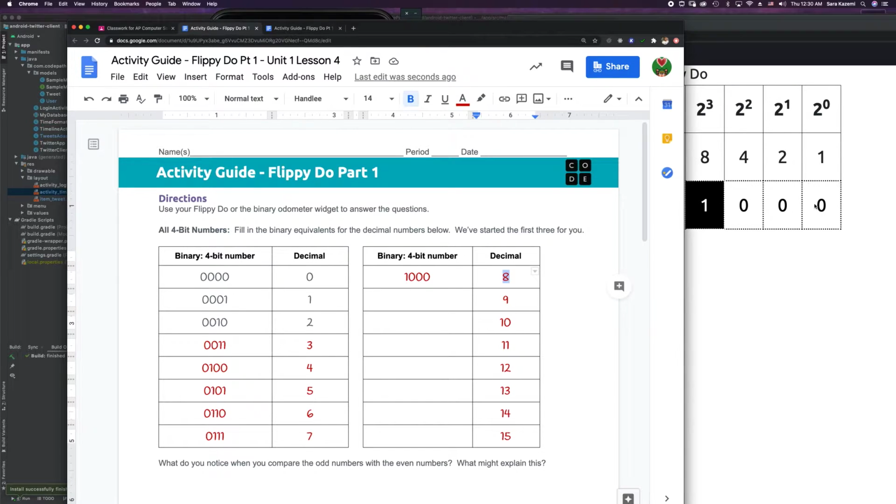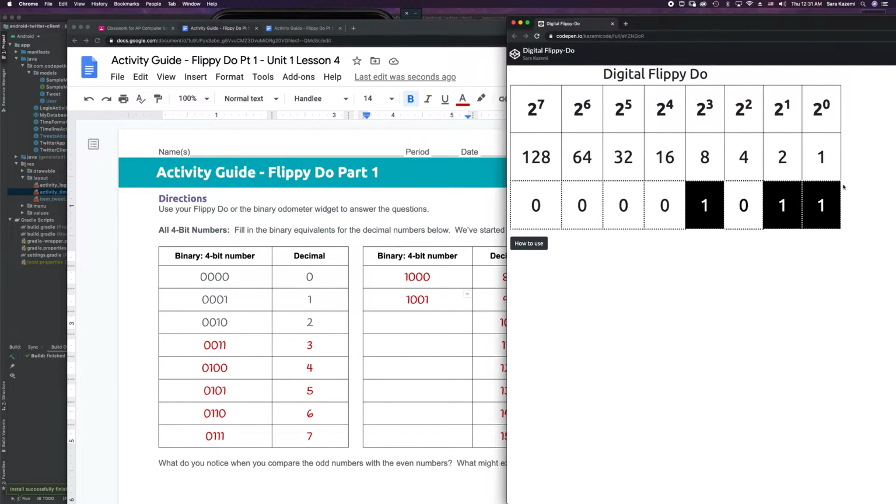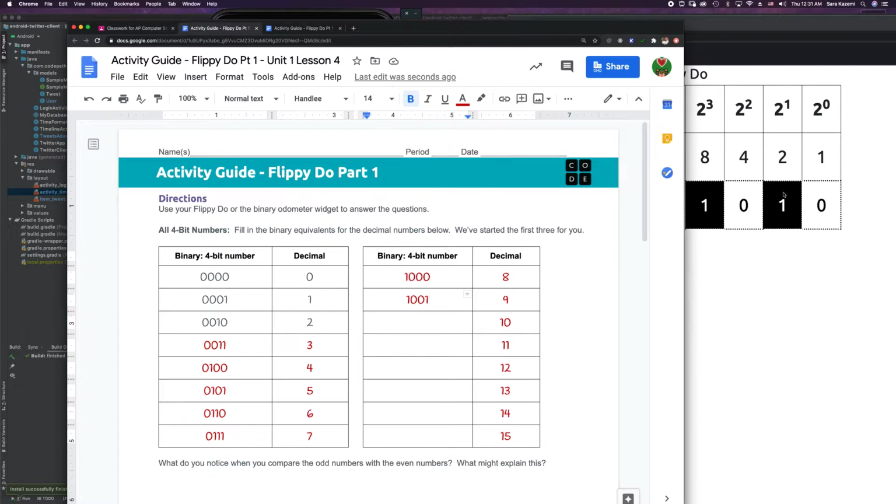Now, in order to make 9, we just need to flip the 1 bit so that we have 8 plus 1. So 8 plus 1 is 9, and now we have the binary number 1001. And then how do we get 10? Well, if we flip this one, that's going to be too much. So 8 plus 2 is what we want. So that's 1010. And then to make 11, we're going to go ahead and flip this ones place again. So now we have 8 plus 2, which is 10, plus 1 is 11. So now I know my binary number is going to be 1011.